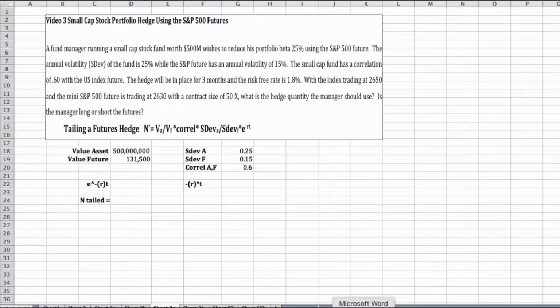So this fund manager has $500 million under management and would like to lower beta by 25%. He doesn't have the beta of his fund, but he does have the raw statistics where we can calculate beta. And so looking at this, the formula is just going to be a ratio of the values, asset over future, times what essentially is the asset beta, correlation times ratio of the standard deviations, asset over future.